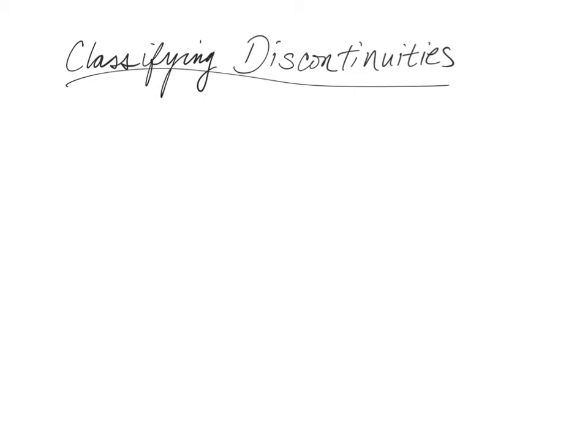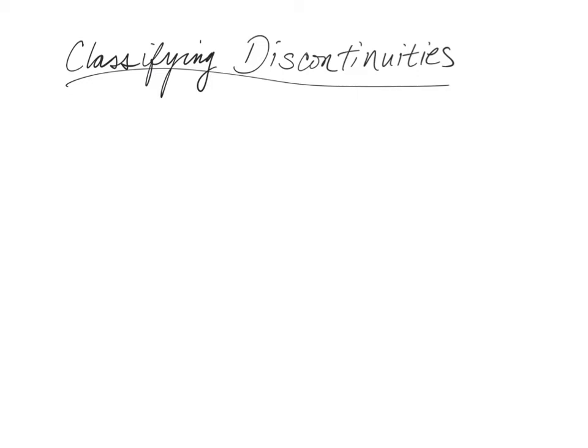Polynomials and rational functions and all 6 trig functions are continuous on their domain. Rational functions may have vertical asymptotes. Trig functions may have vertical asymptotes. Polynomials or all sorts of functions could have holes in the graph. So we will need to be able to locate where these discontinuities are.